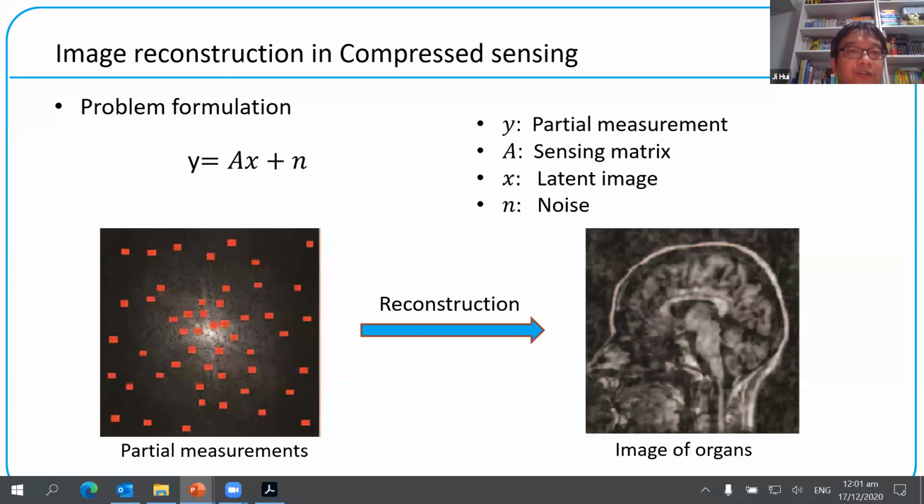Another one is image reconstruction in, for instance, MRI, especially the CS-based MRI, compressed sensing. Basically, compressed sensing means you take a small percentage of measurements using some specially designed sensing matrix, and hopefully using this small amount of sensed measurements, you try to reconstruct the whole image. It's called compressed sensing.